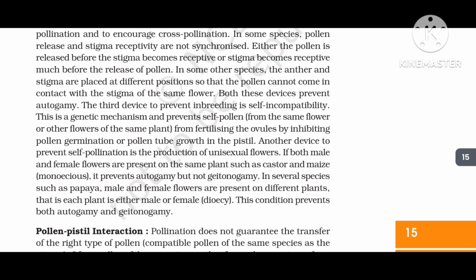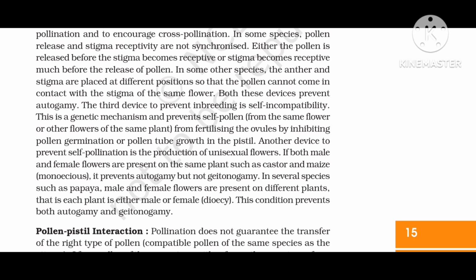Another device to prevent self-pollination is the production of unisexual flowers. If both male and female flowers are present on the same plant, such as castor and maize (monoecious), it prevents autogamy but not geitonogamy. In several species such as papaya, male and female flowers are present on different plants. That is, each plant is either male or female (dioecious). This condition prevents both autogamy and geitonogamy.